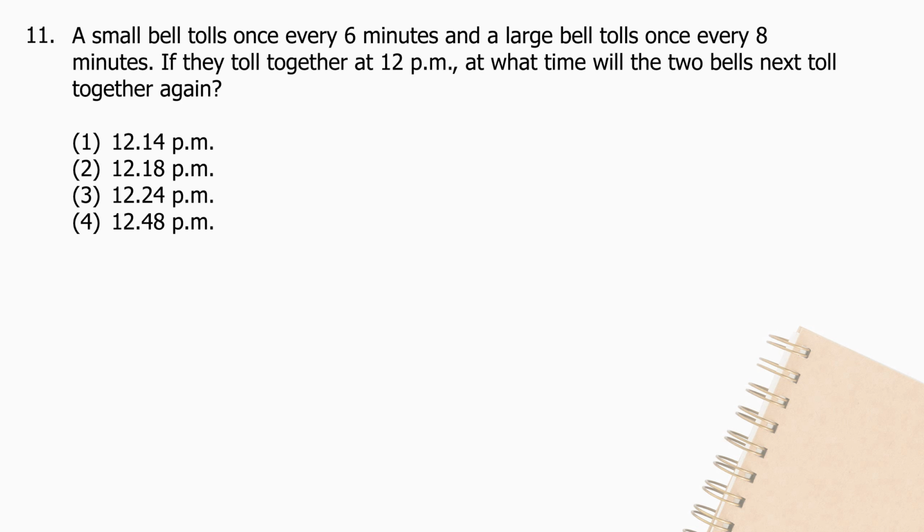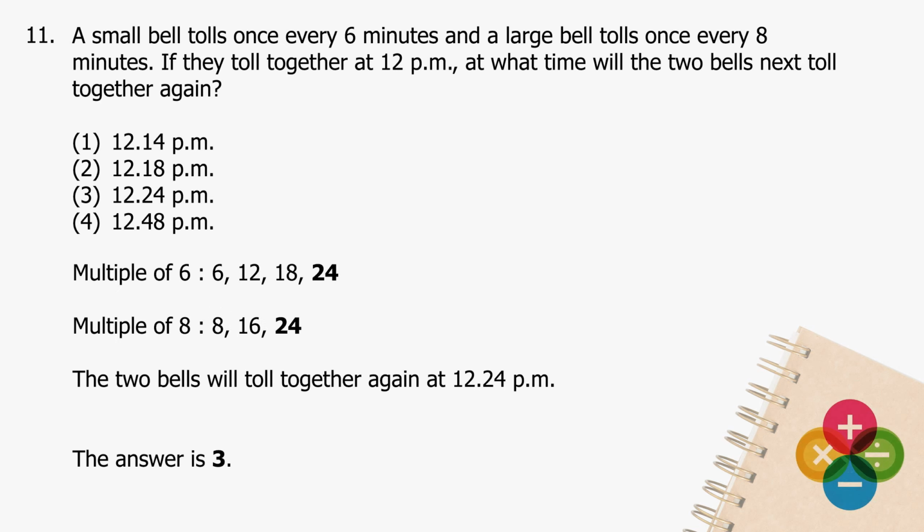Question 11. A small bell tolls once every 6 minutes, and a large bell tolls once every 8 minutes. If they toll together at 12 p.m., at what time will the two bells next toll together again? The multiples of 6 will be 6, 12, 18, and 24. The multiples of 8 will be 8, 16, and 24. The two bells will toll together again at 12:24 p.m. The answer is 3.